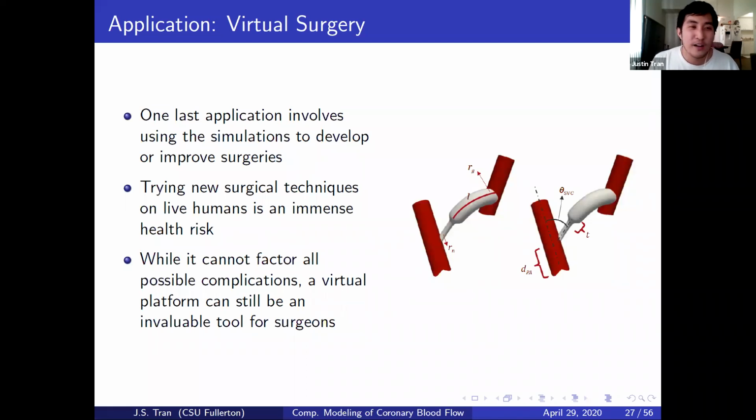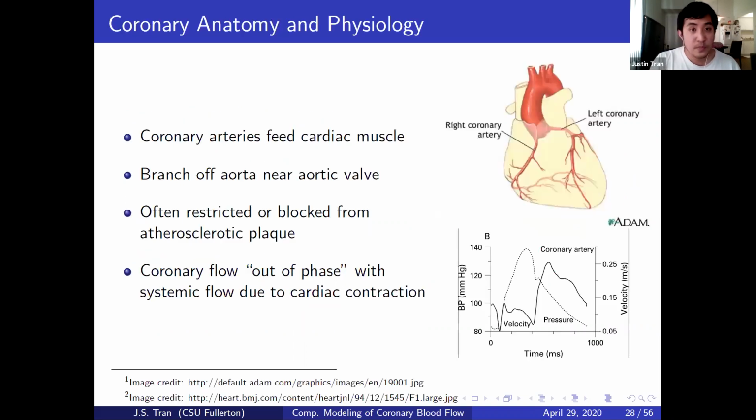So the health field has advanced to a point where the only things that we actually try in live humans are things that we know are totally safe, and contributing to that is the fact that we have all these virtual tools now, where we can try new surgeries without putting real people at risk. And beyond that, we can do even more. Once we have a surgical procedure, we can treat it like a design optimization problem, and we can actually optimize these surgeries. One of my good friends in grad school worked on this. He was a big optimization guy, and he worked to optimize these surgical procedures.